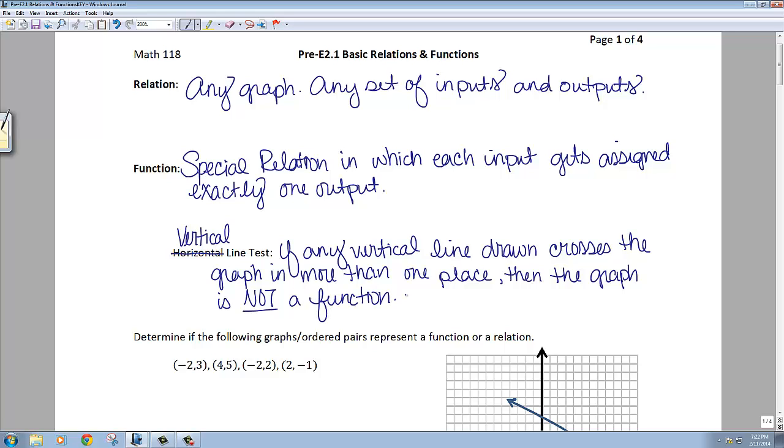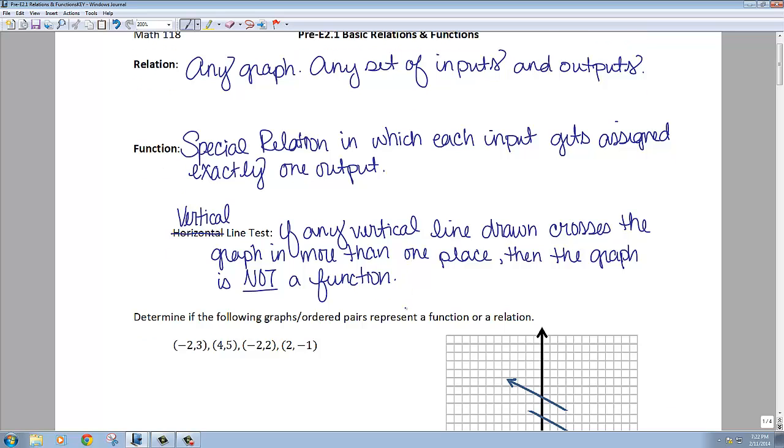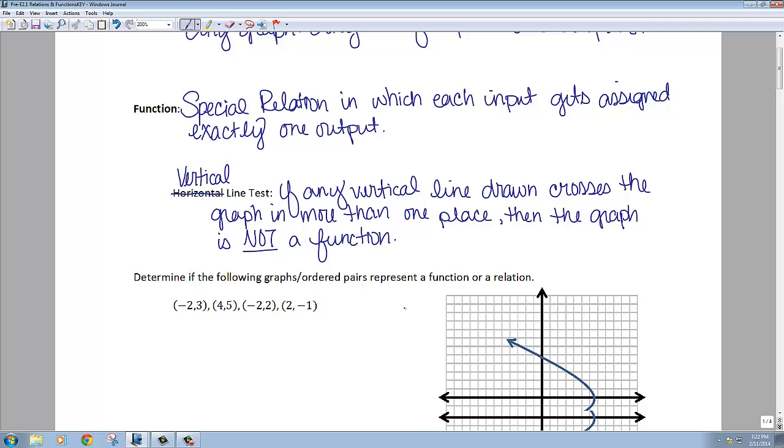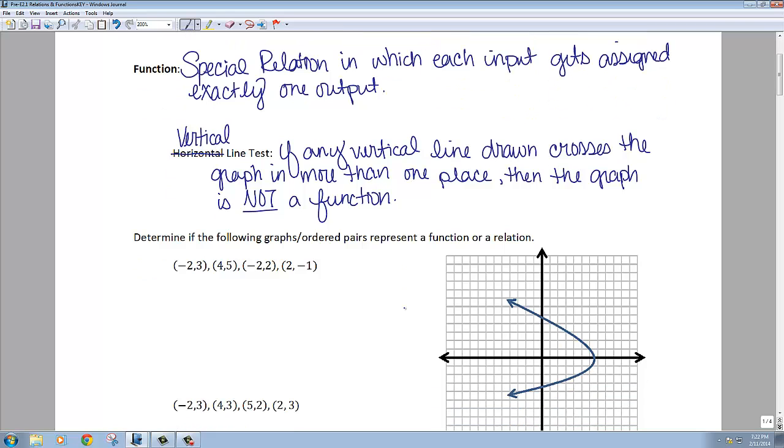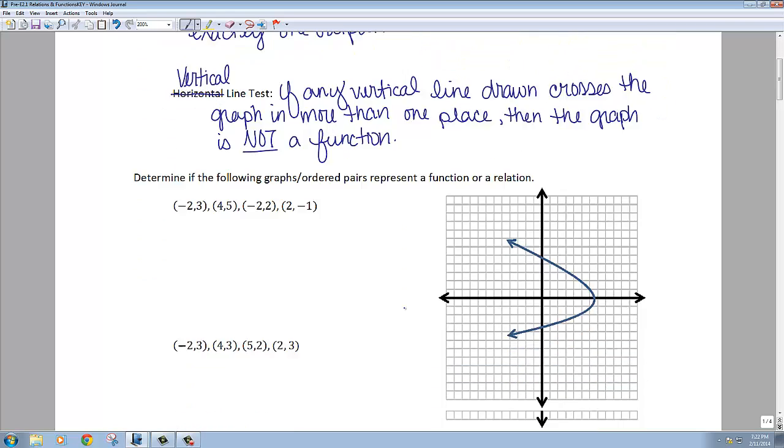Okay, so if I draw any vertical line on the graph anywhere, has to work for any vertical line. Okay, if I draw any vertical line and it hits the graph only once, then it's a function. But if it hits more than once, then it's not a function. Okay, so let's go ahead and look at some examples. These say determine if the following graphs and or ordered pairs represent a function or a relation.